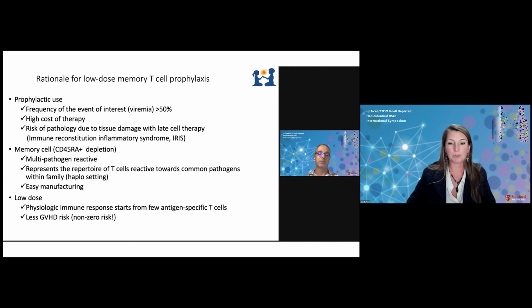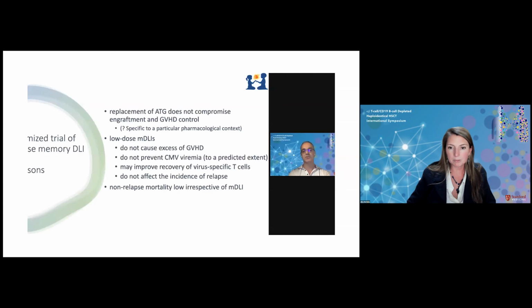Then Michael Maschan from Russia completed this talk with his experience on naive-depleted DLI after alpha beta haplotransplant. Of course, the goal of infusing these memory cells was to boost immune reconstitution, reducing the risk of viral infection, and ultimately improving leukemia-free survival. However, the results of multiple trials and retrospective analyses in which they tested different doses of DLI didn't show what they expected. Although the DLI did not cause excessive GvHD, they did not prevent CMV viremia, and did not affect the incidence of relapse, at least in the cohort they evaluated.